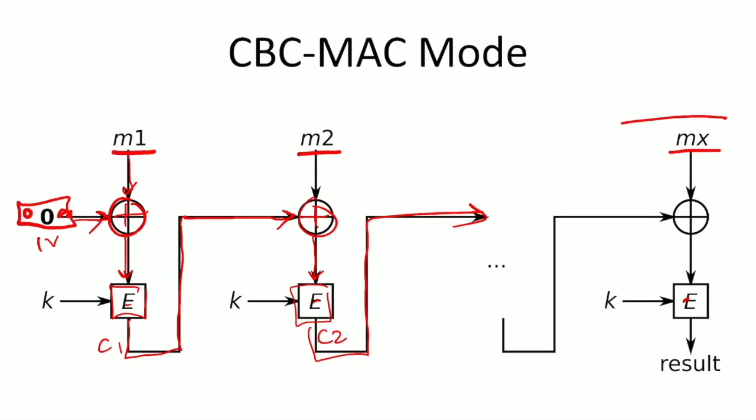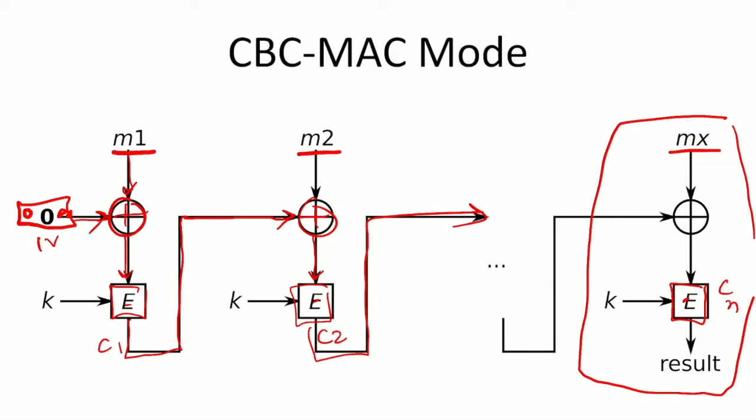And for the last block, whatever ciphertext we get, which is Cn in this case, is what we take as our hash value or message authentication code.